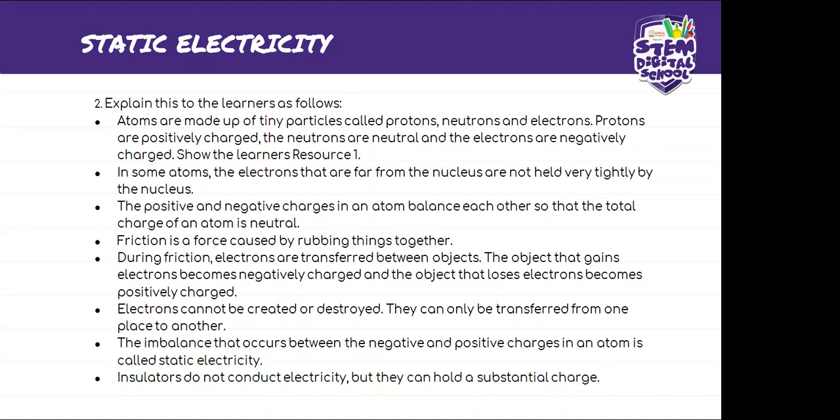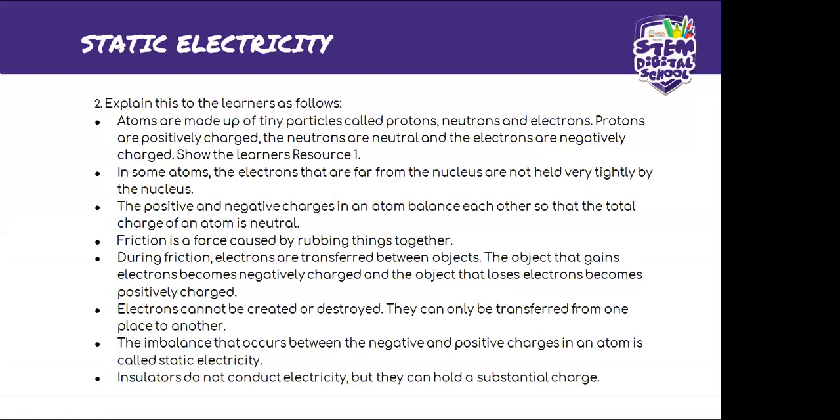Friction is a force caused by what? Rubbing things together. As you move to the next grade, you get to know more about friction. But at this our level, friction is caused by what? Rubbing things together. So if I rub my palm, that is friction. If I rub my palm on a table, that is friction. If you are seated on a stool there, that is friction because it's interaction between two things.